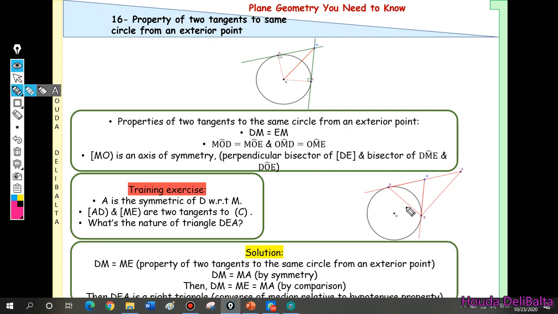So if you remember, in any right triangle, M is the midpoint of the hypotenuse, and the median relative to the hypotenuse is equal to half of it. So these pieces are equal. And conversely, whenever we have these pieces equal, then we can conclude that this triangle is right and DA is its hypotenuse.